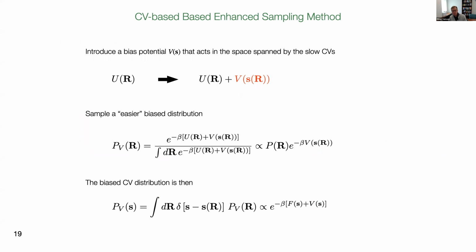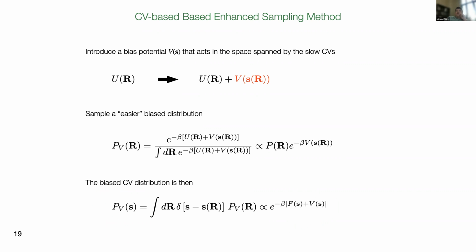So mathematically, this can be shown like here: we introduce this bias potential that acts in the space spanned by the slow collective variables, and we sample this easier biased distribution, which is shown here. And this biased CV distribution is just given by this equation. It's basically that we add the bias potential to the free surface. So this is the biased CV distribution.